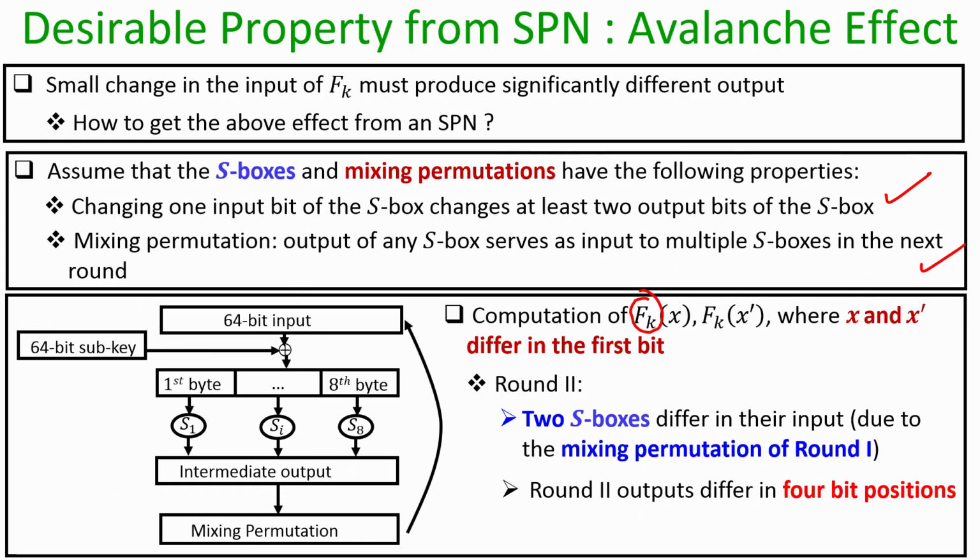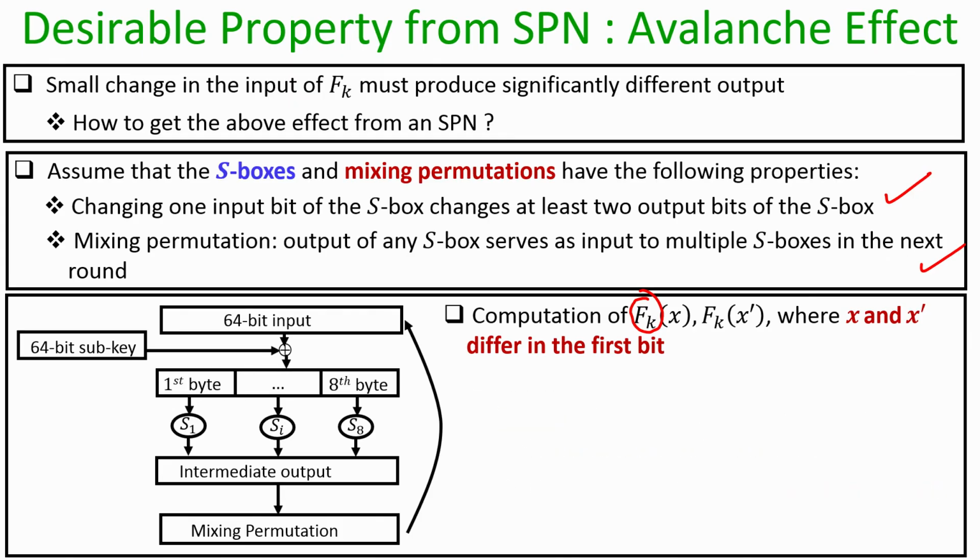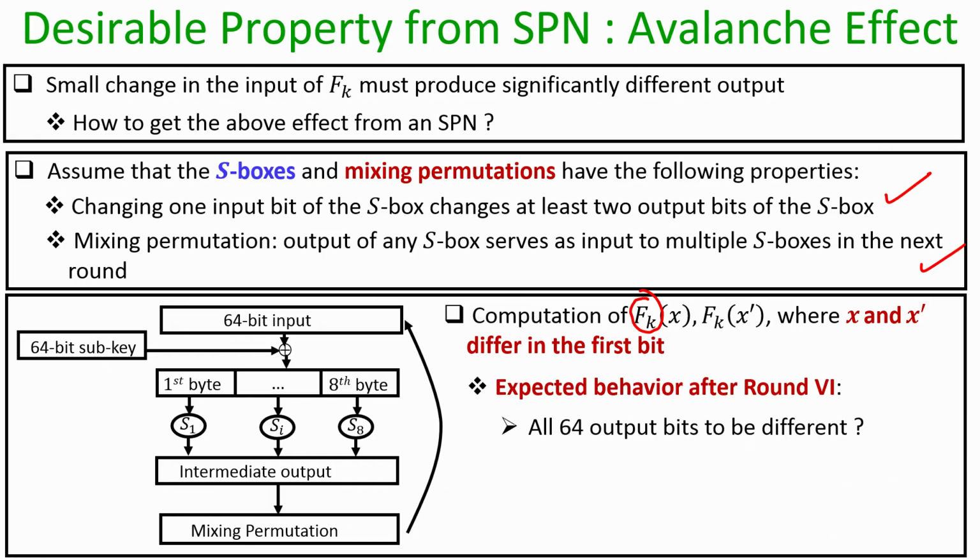Now, those 4 bit positions where the outputs of the SPN with respect to x and x dash differ will go through this special mixing permutation, and this will ensure that at the beginning of the third round we have several S boxes whose input bits differ, and so on. So, if we continue operating this SPN for, say, 6 rounds, then ideally we expect that all the 64 intermediate output bits of the SPN are going to be different.